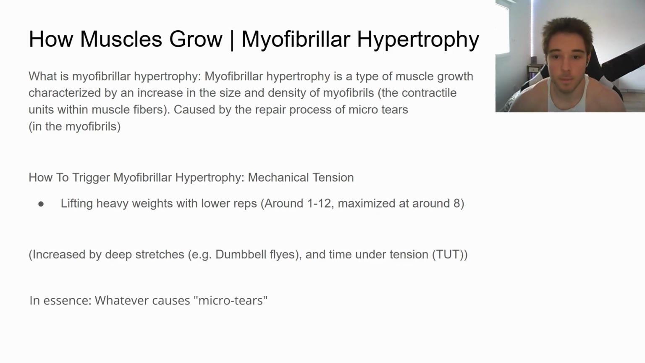So what is myofibular hypertrophy? Myofibular hypertrophy is a type of muscle growth which is defined by an increase in the size and density of the myofibrils, which are the contractile parts, the glizzy looking things of the muscle. So how do we trigger this? Mechanical tension. And how we can achieve this is by lifting heavy weights with lower reps, around 1 to 12, but it maximizes around 8. And sure, you can induce myofibular hypertrophy at whatever rep range, but it maximizes around 8 because otherwise you're going to be inducing more metabolic stress than mechanical tension. And you can increase the amount of microtears in the muscles by doing shit like deep stretches, like dumbbell flies, or increasing the time under tension.